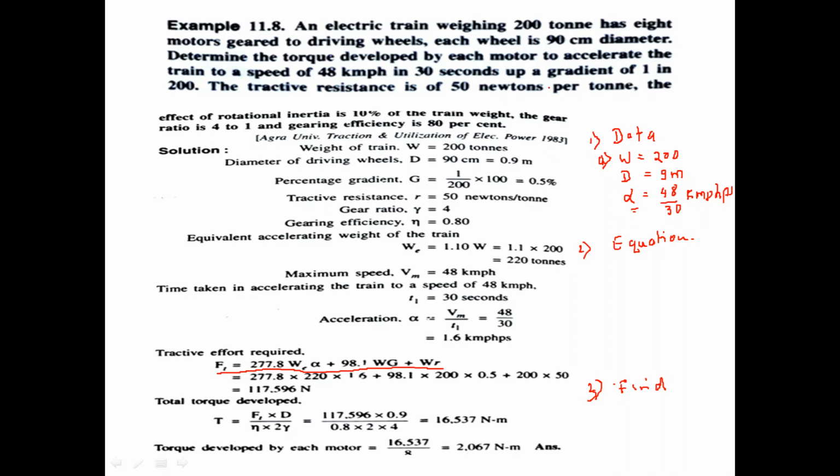Then there is a gradient of 1 in 200. So the g value is given as 1 by 200 into 100, because we have to calculate it in percentage. Then we are given a tractive resistance of 50 newton per ton. So here we are given the value of r, R is 50 newton per ton. So these are all the data given.